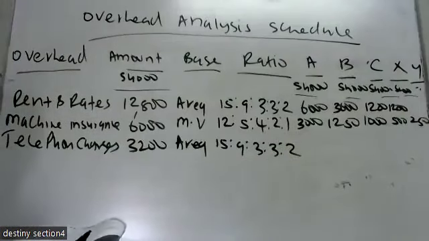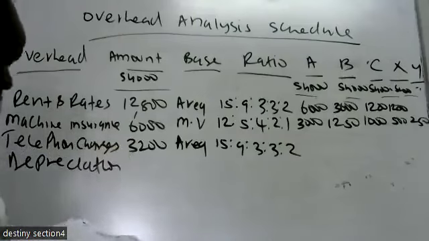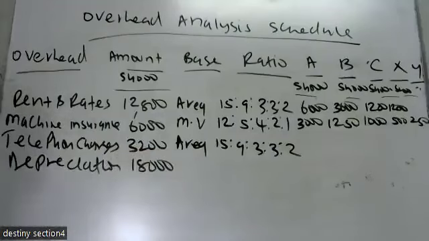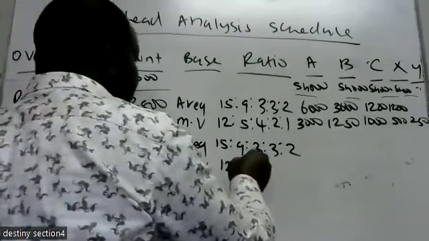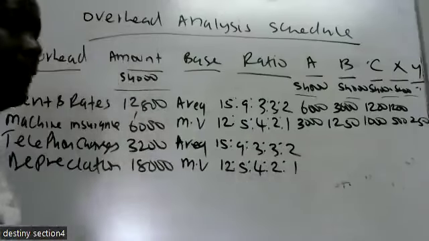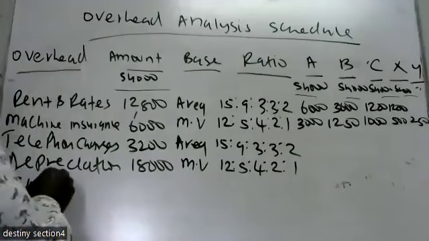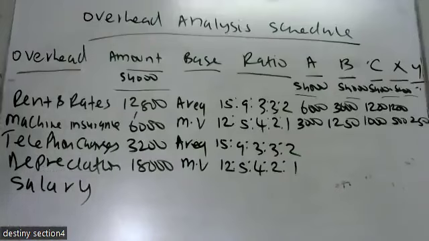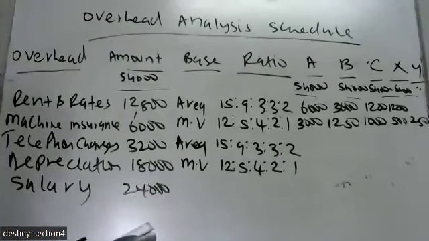So let us now go to the next one, which is the depreciation. At depreciation, they gave you 18,000. To apportion the 18,000, we shall also use the value of the machine. We depreciate the machine, so we use the value of the machine. The ratio, you already learned it: 12 is to 5, is to 4, is to 2, is to 1. The next one is the supervisor's salary. They gave us 24,000. So from the 24,000, we check down there. Salary can be apportioned in terms of what?